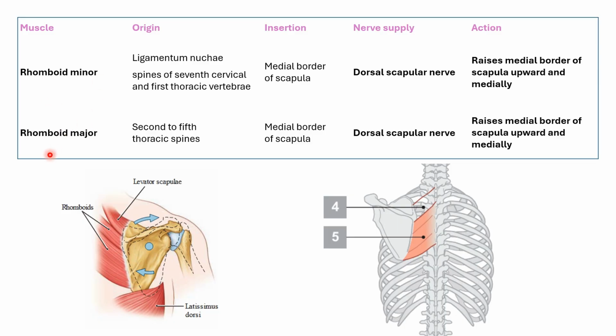Rhomboid minor and rhomboid major are both innervated by the dorsal scapular nerve. And they have a common action: it is to raise the medial border of the scapula upward and medially.